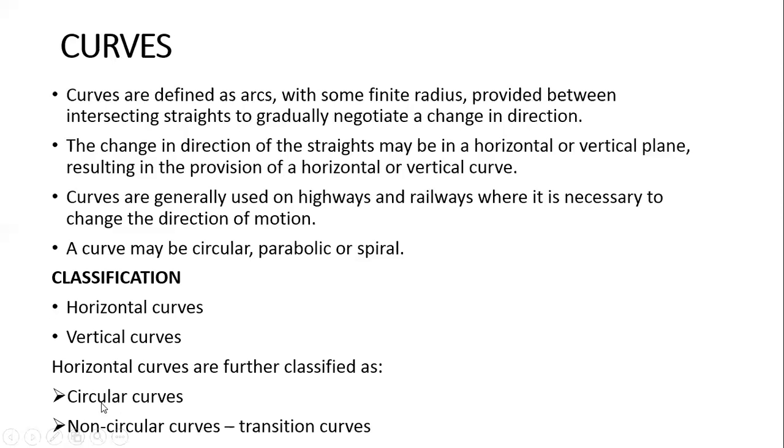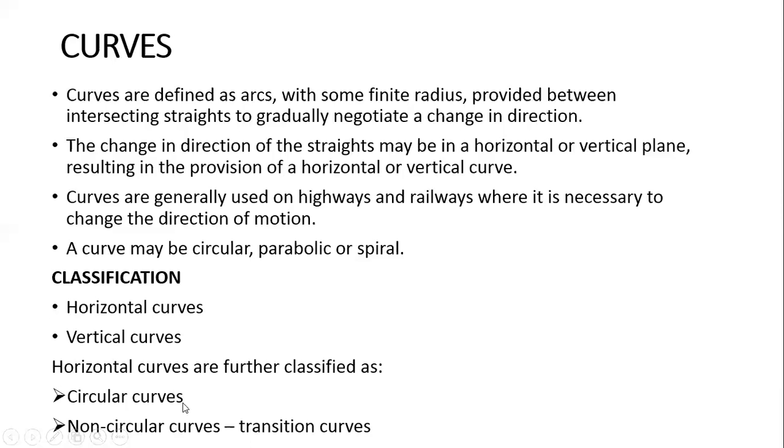Here the arc is a part of a circle. If it is a part of a circle, we call it a circular curve, meaning a constant radius curve. And we have some non-circular curves. In these types of curves, the radius is not constant, so that is why they are called non-circular curves. The name used in surveying for those curves is transition curves.